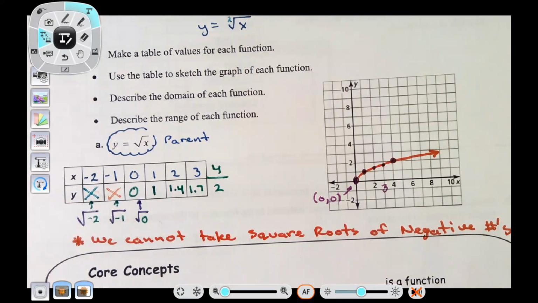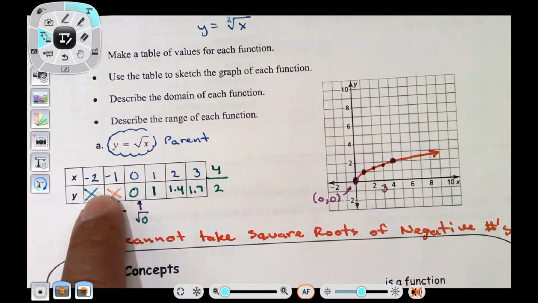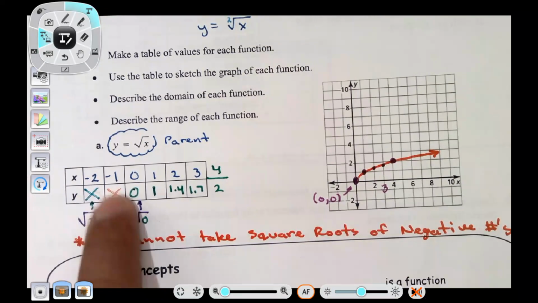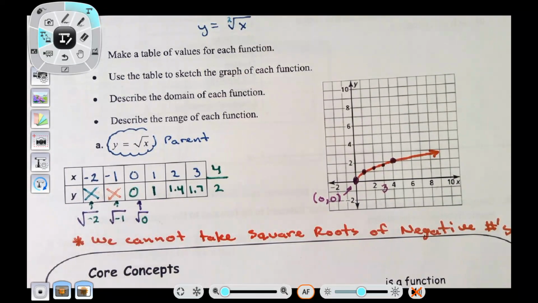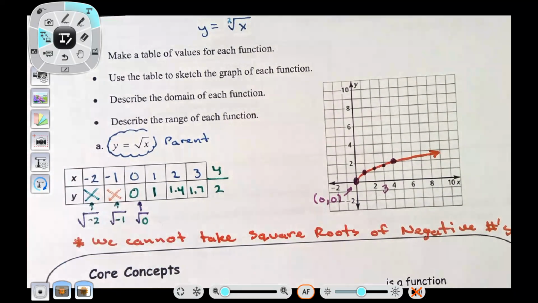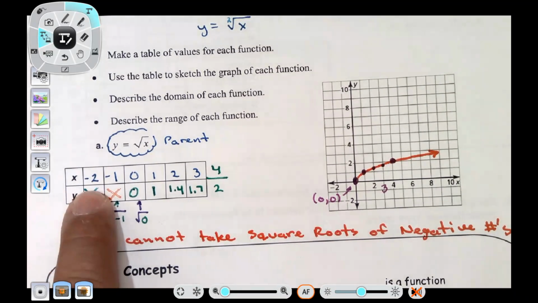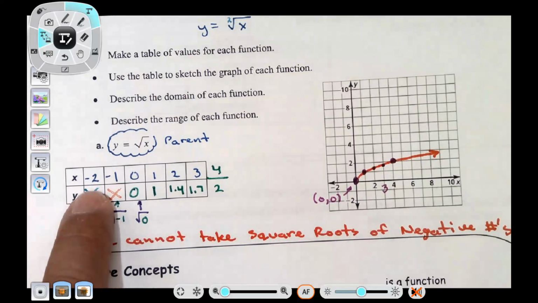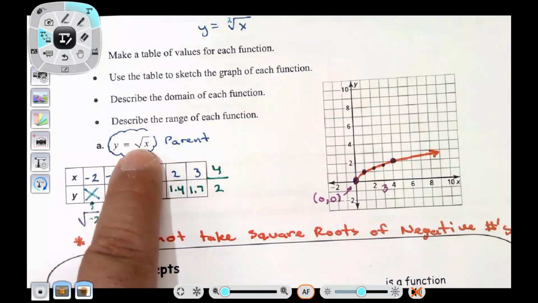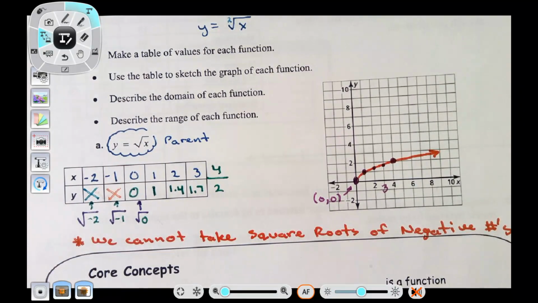Now, most of the work is going to be done by the calculator. I just needed you to see that if it does say error or domain or something, just cross it out. It means you can't do anything with that value. So negatives, we cannot work with negatives. Now, we still plug them in. That's what you have to understand. We still plug them in. It just didn't work for the parent function, but every function is a little different.